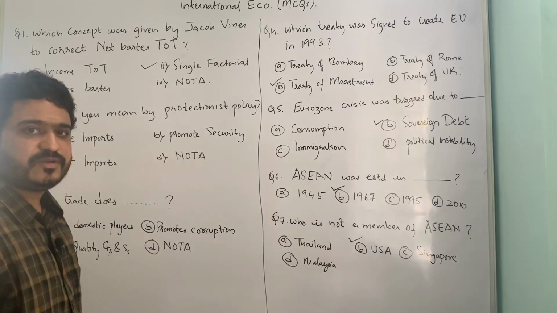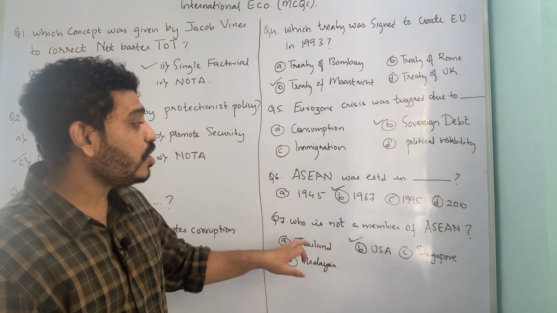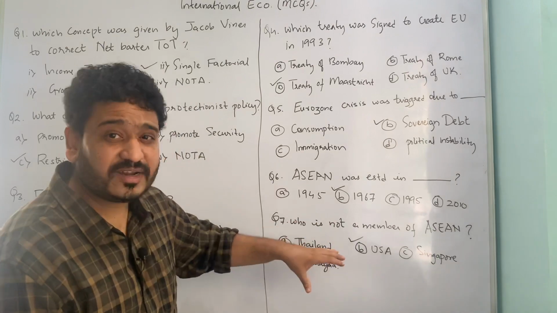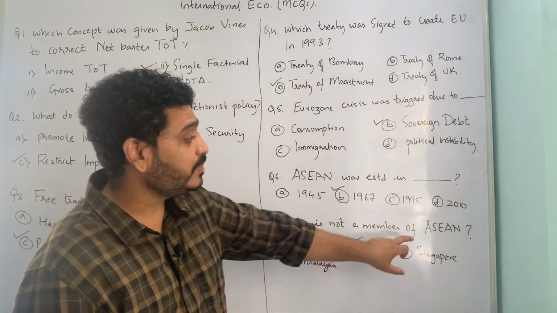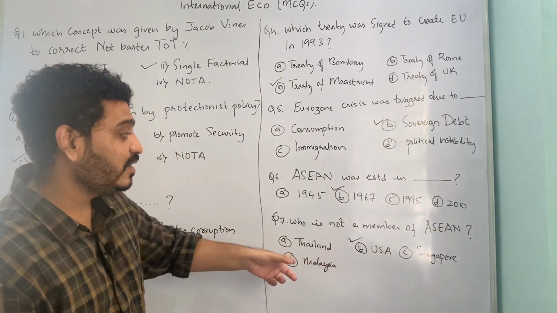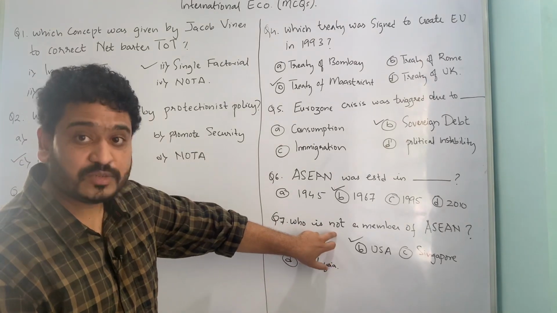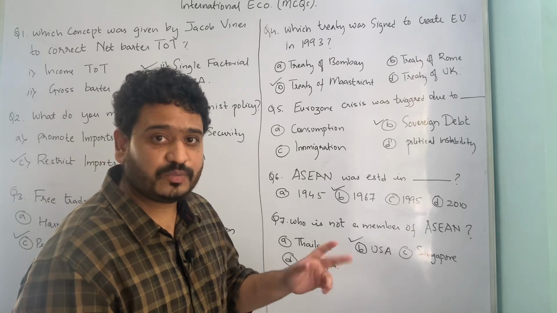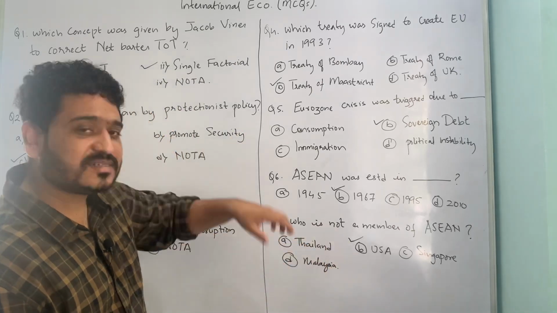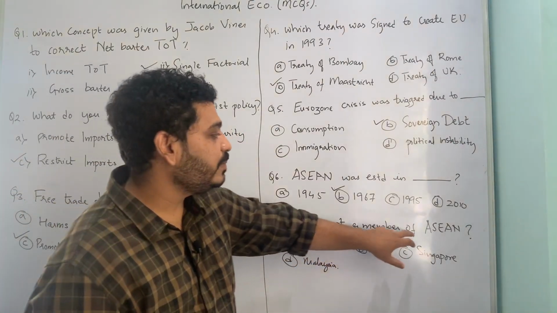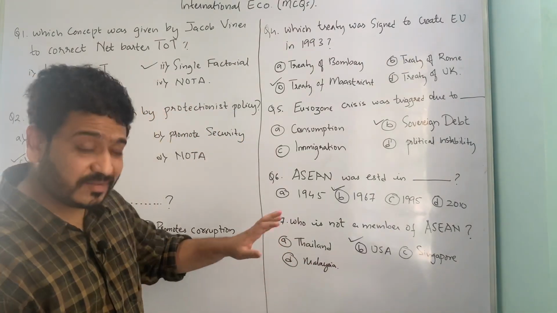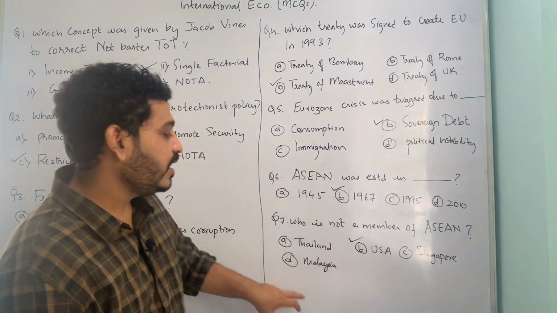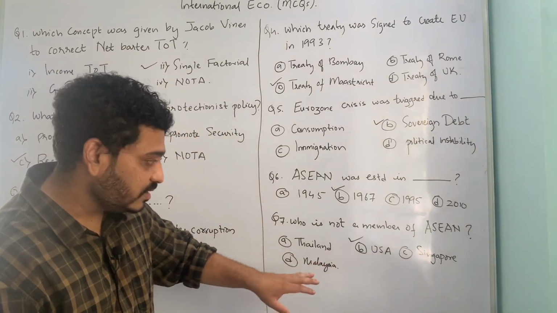The last MCQ for today's lecture is, who is not a member of the Association of Southeast Asian Nations? This is a very difficult type of question, because you have to remember all the members of ASEAN to eliminate who is not a member. The other way around, the question can be who is a member of ASEAN. So there are two ways this question can be asked. The options are Thailand, USA, Singapore and Malaysia.